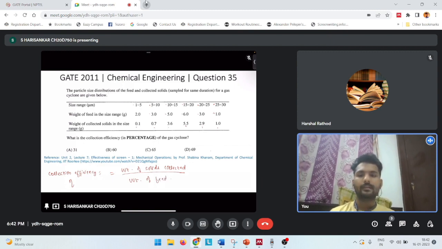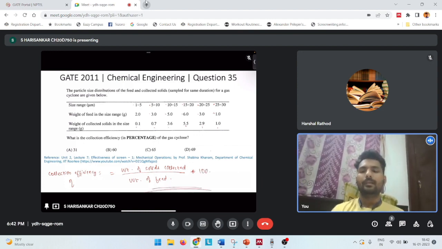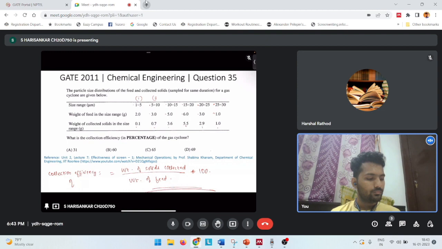And if we need it in percentage, this will be into 100. Now what we have to do is apply this collection efficiency formula for each of these different size ranges separately. So let us take the size range as range 1, and let the others be range 2, 3, 4, 5, and 6.